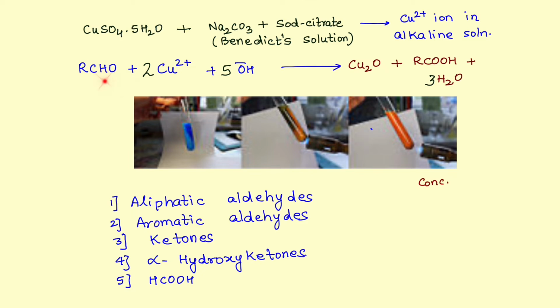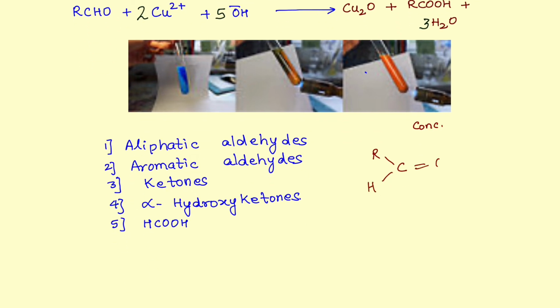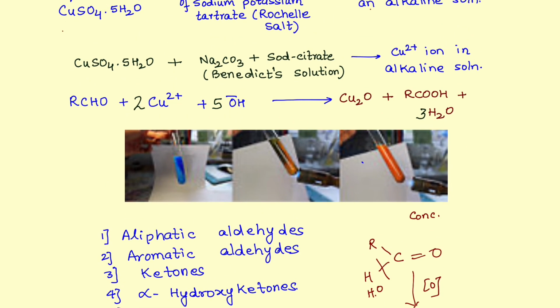Look at the reaction. Again, what will happen? Oxidation. So RCHO, with a mild oxidizing agent, gets oxidized, so you again get RCOOH. Now copper Cu2+ gets reduced to Cu+. You look at the product which is formed, Cu2O. That is copper(I) oxide. So the oxidation state of copper has changed from 2 to 1.